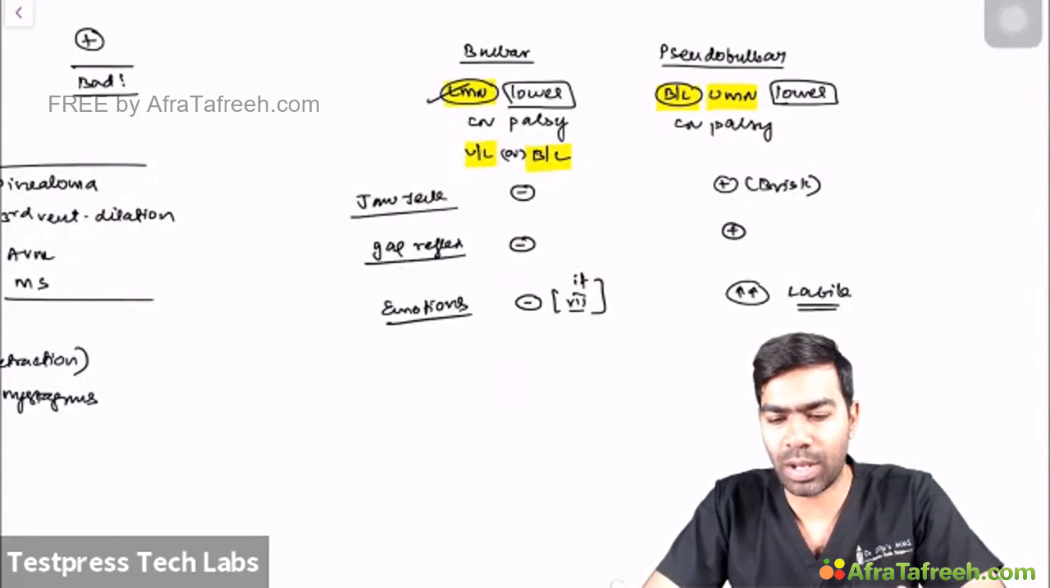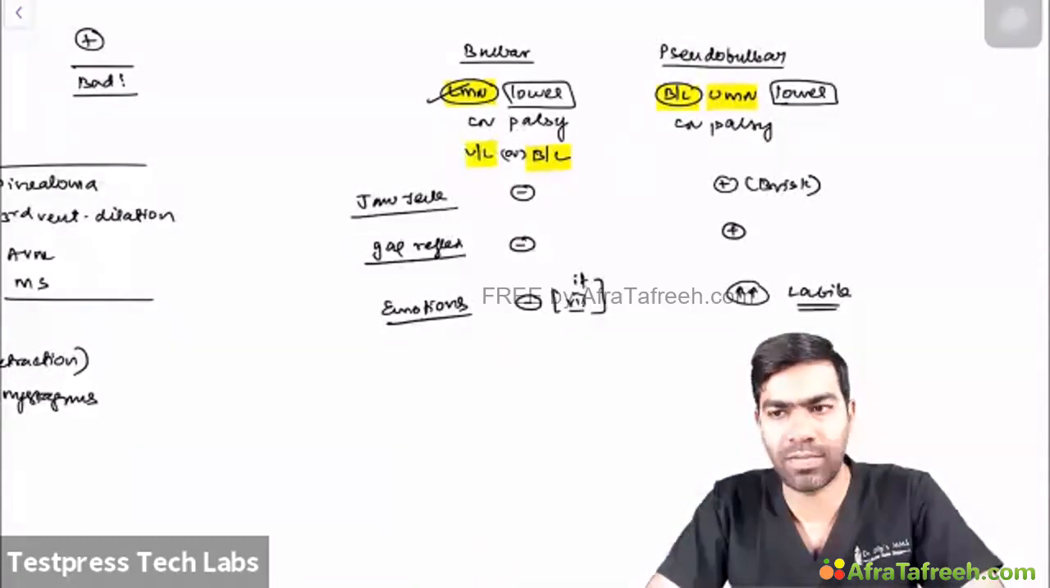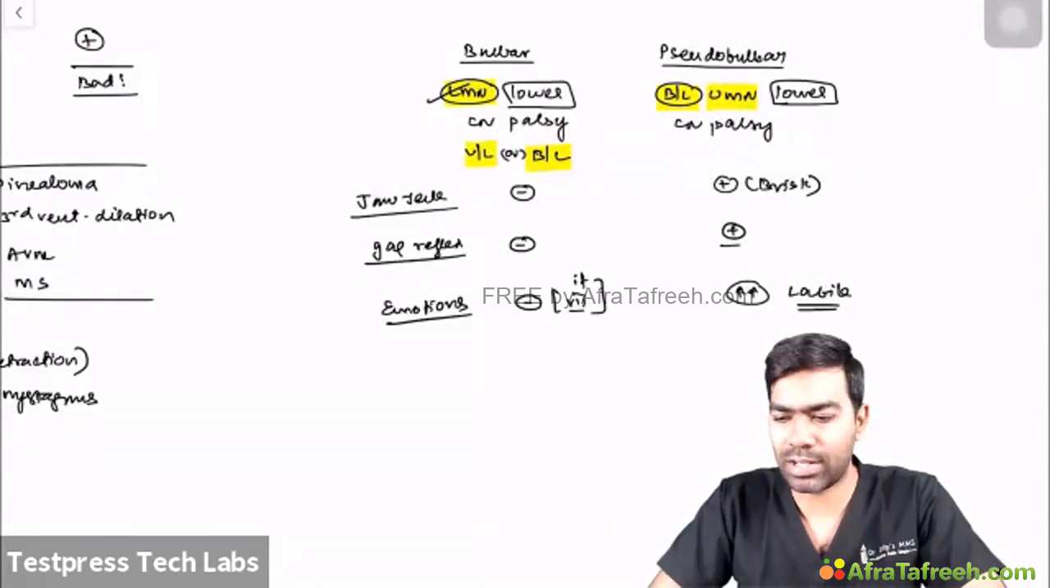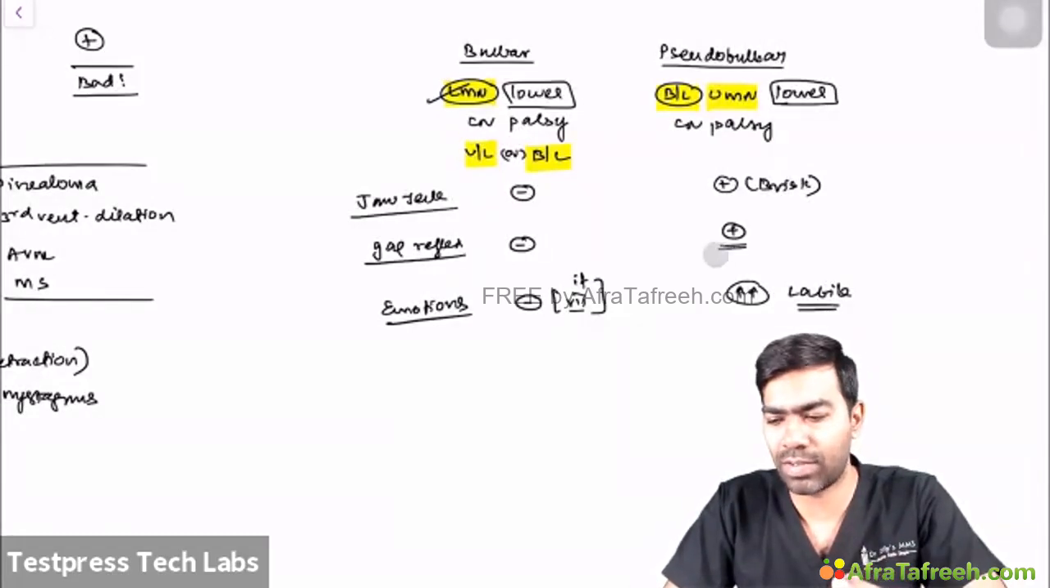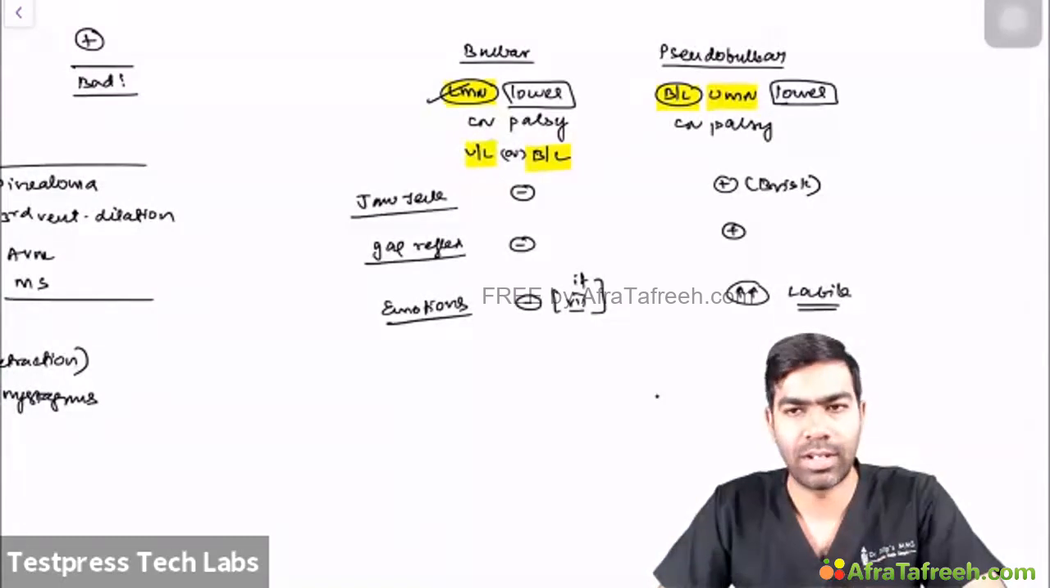You can remember it like UMN versus LMN. If there is time, I will discuss the deep tendon reflexes later on. But now you can understand that with UMN involvement, for example corticospinal tract involvement, you still have deep tendon reflexes, isn't it? Like that, you can understand that the gag reflex is also something similar. So in UMN lesions you will have a gag reflex, and in LMN lesions you don't have a gag reflex. It will be lost.